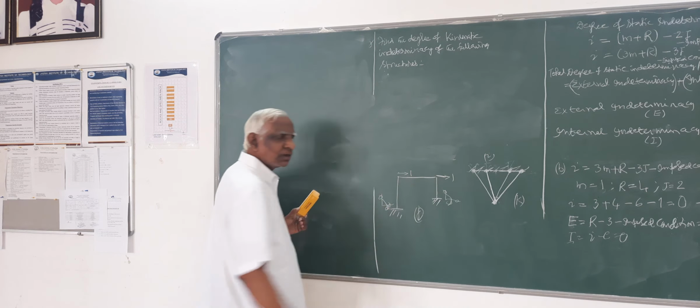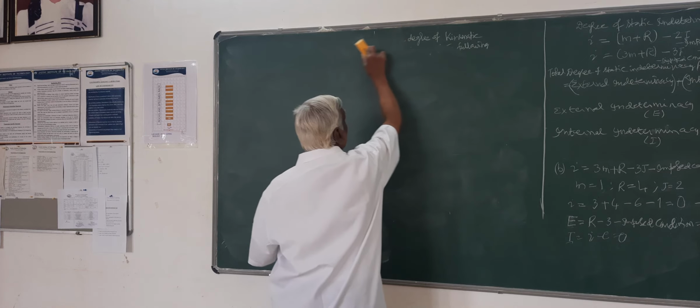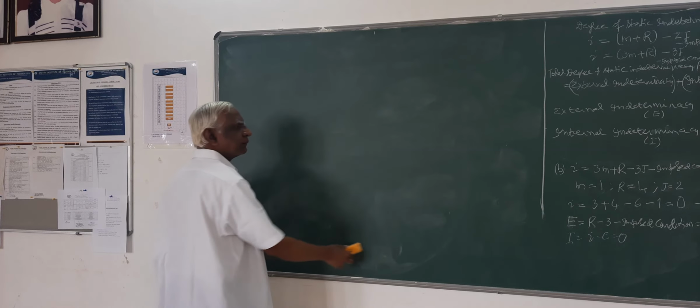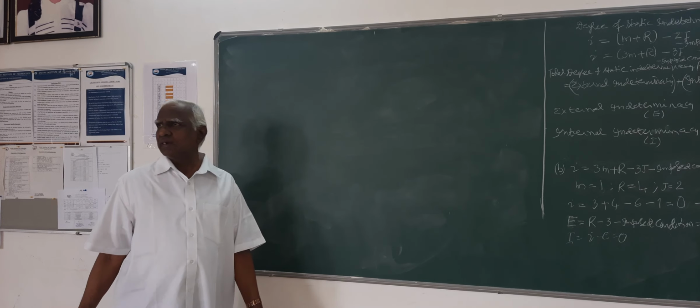Kinematic indeterminacy is, as I told you, in a truss we don't bother about the accelerated case. So here, kinematic indeterminacy is horizontal. I hope I explained this indeterminacy for all the problems, which is the basic idea, so one should be well versed with this. There should not be any ambiguity in your mind on how to find the degree of kinematic indeterminacy or static indeterminacy.